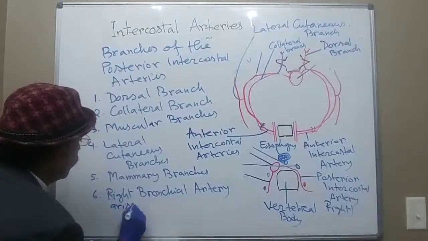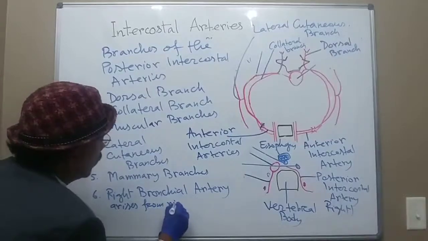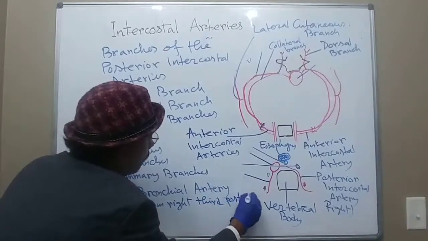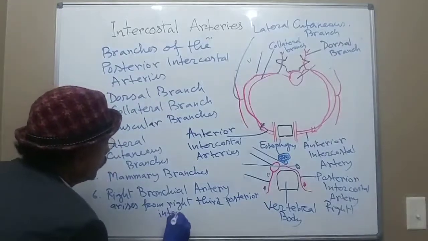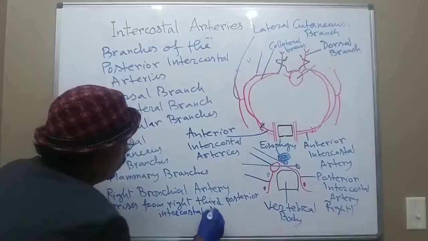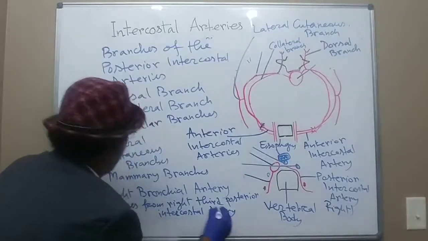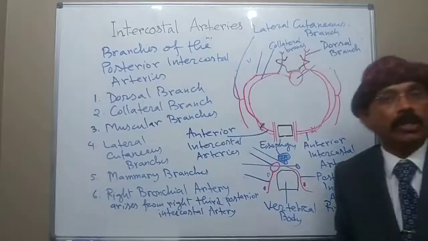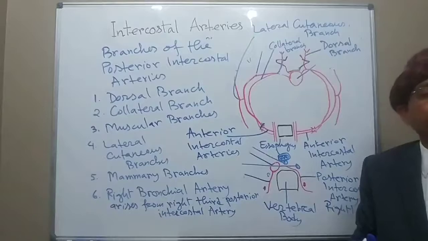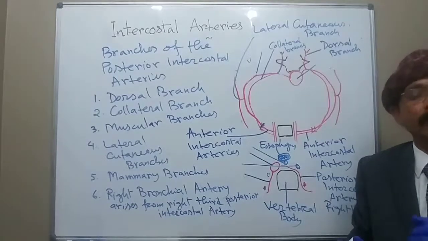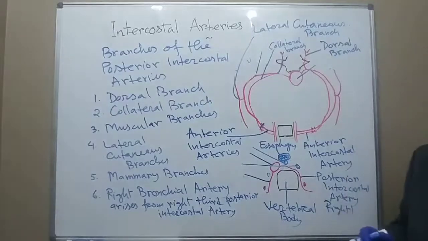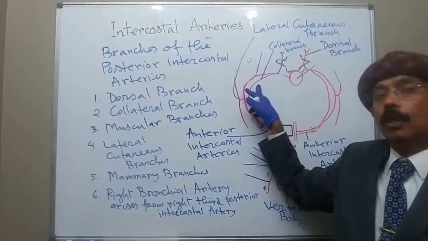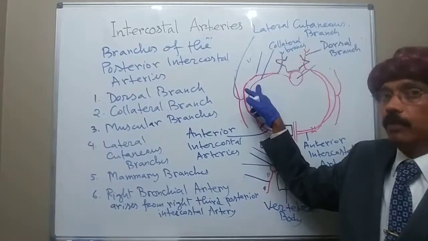Okay, arises from the right third posterior intercostal artery. So we got the branches of the, again, dorsal branch, which should supply the vertebral canal, with the spinal nerves inside the vertebral canal to the spinal cord. Okay, collateral branch. This will anastomose with that of the lower anterior intercostal artery of that particular space.